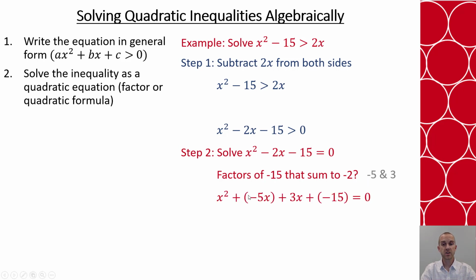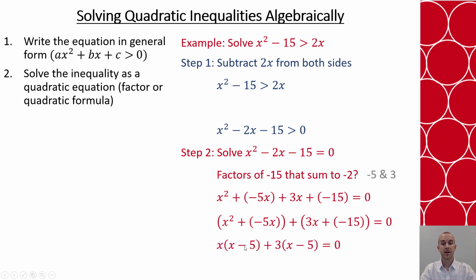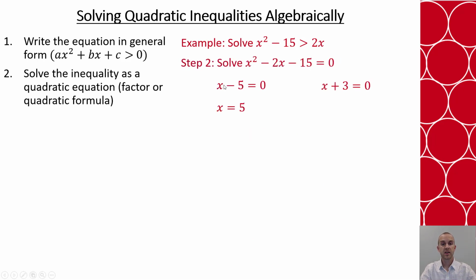So I'm going to use group factoring here and say this is x squared plus -5x plus 3x plus -15. I group my first 2 terms and my last 2 terms. I factor out an x in the first group. I factor out a 3 in the second group, leaving me with x minus 5 inside each group. So I've got x minus 5 and x plus 3. So I solve each of these for x, and I find that x is 5 and x is -3. So there I've done that first step, which is just to figure out what are those 2 points that are going to separate my number line.